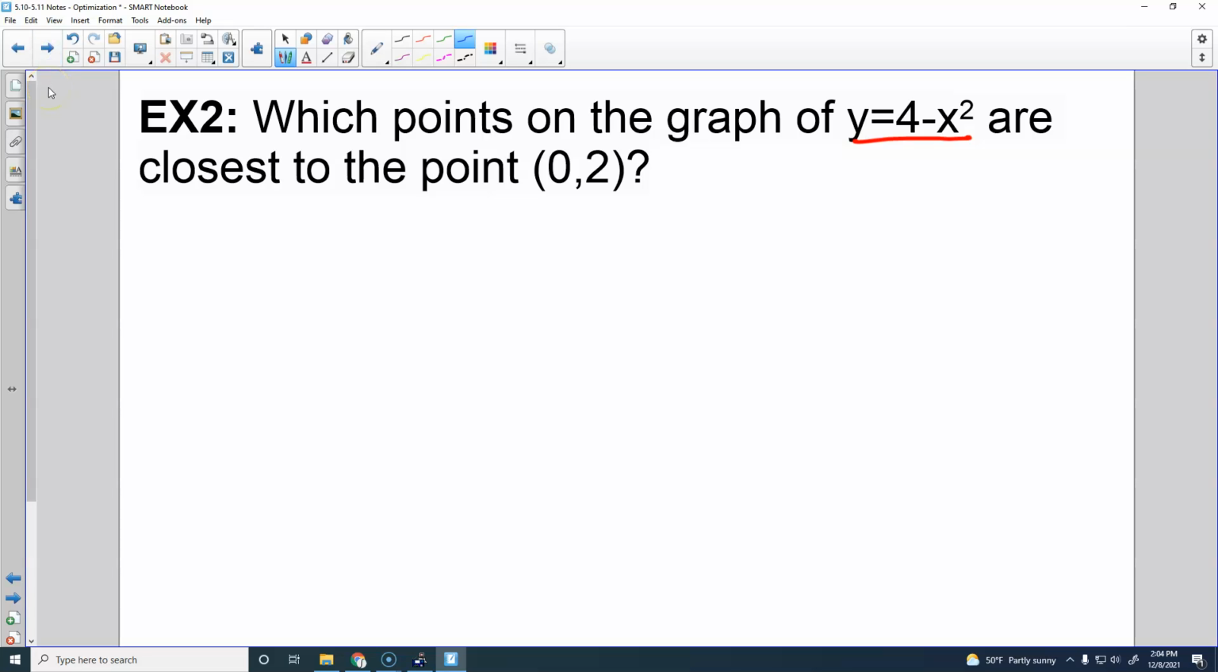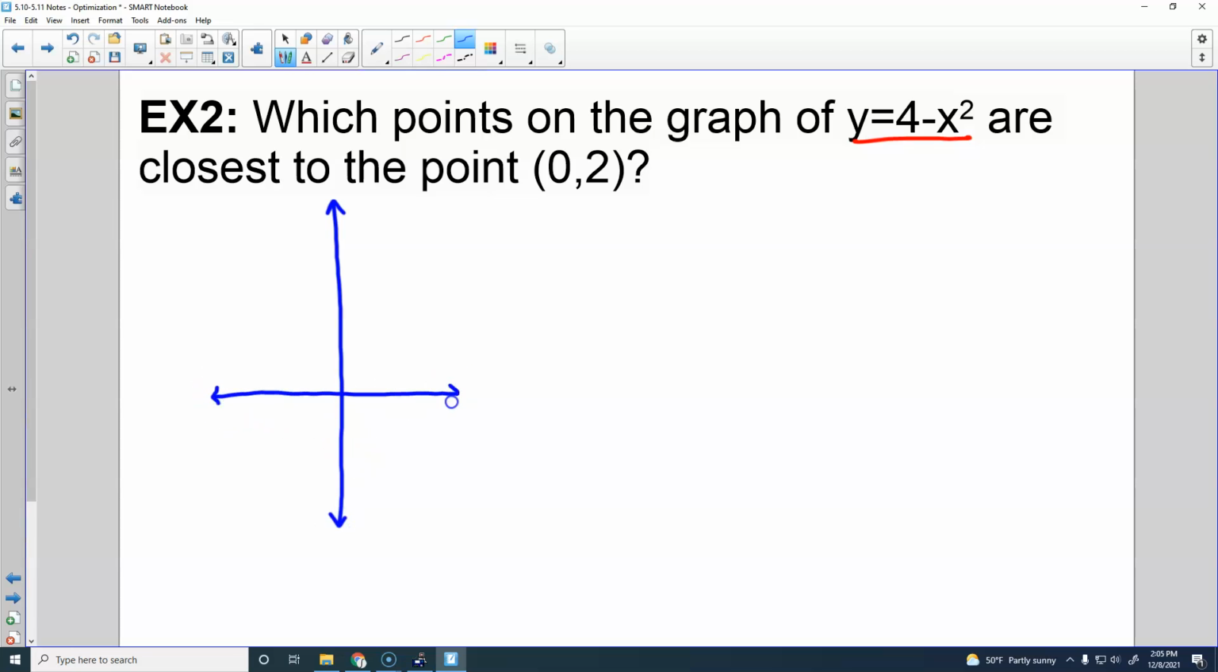Okay. All right. Now this is definitely just like a math teacher sort of problem here. This one doesn't have the most application, but it is an optimization problem that you sometimes see on the AP exam. So, which points on the graph of y equals 4 minus x squared are closest to the point (0, 2)? So, let's sketch us a graph of this.